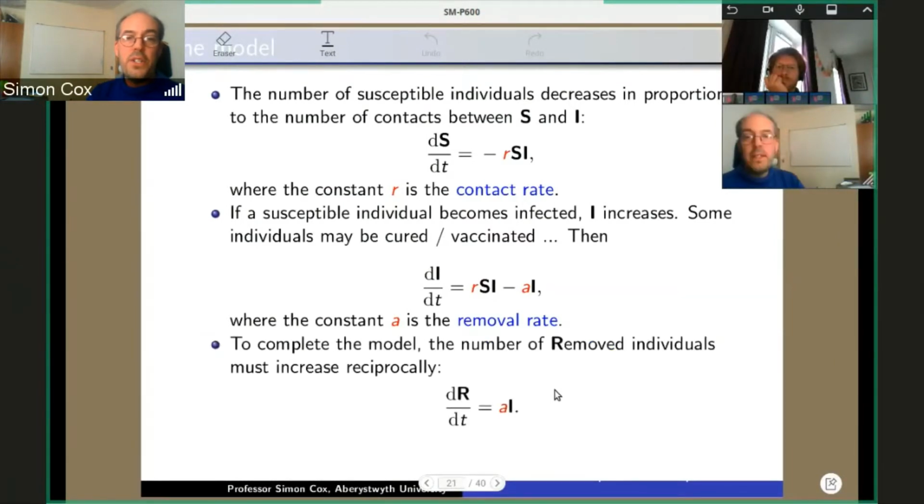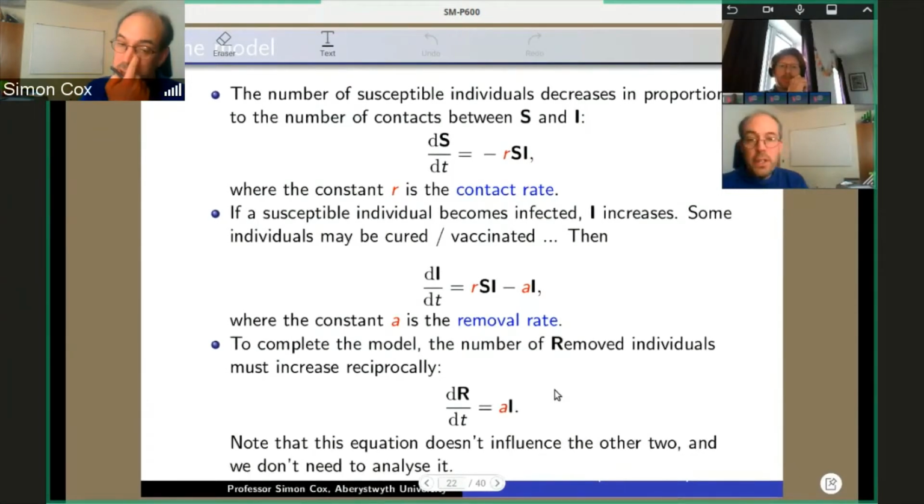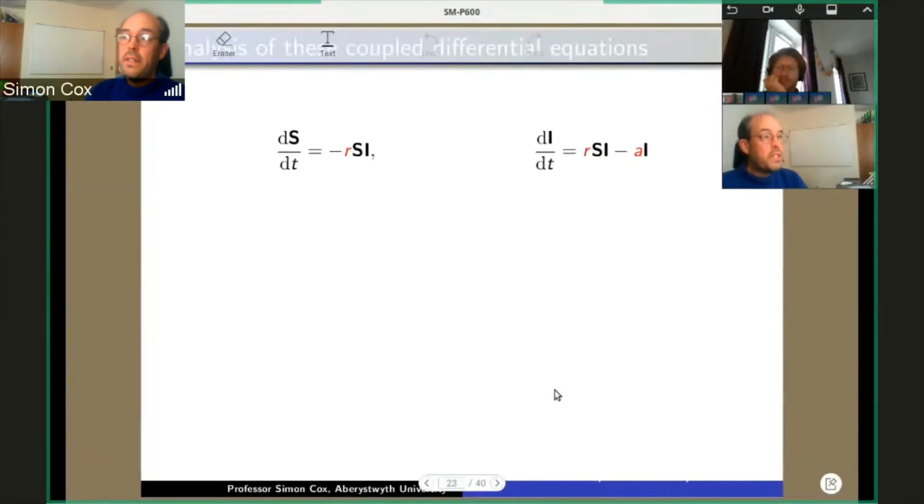And finally, how does the number of removed individuals change? Well, that should be exactly the balance that we have when an individual is no longer infected but cured. They should just add to dR by dt, the rate of change in the number of removed individuals. So that is my system. But in fact, the third equation for the rate of change of R decouples. Once we've found I, then we can find R. So I'm not going to consider that third one anymore. What I'm interested in is these two coupled differential equations.